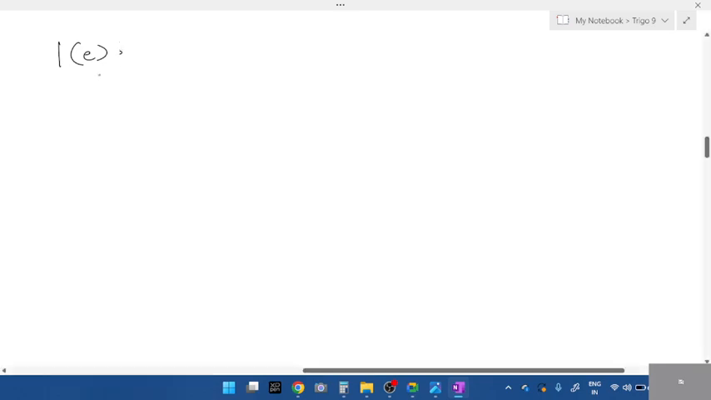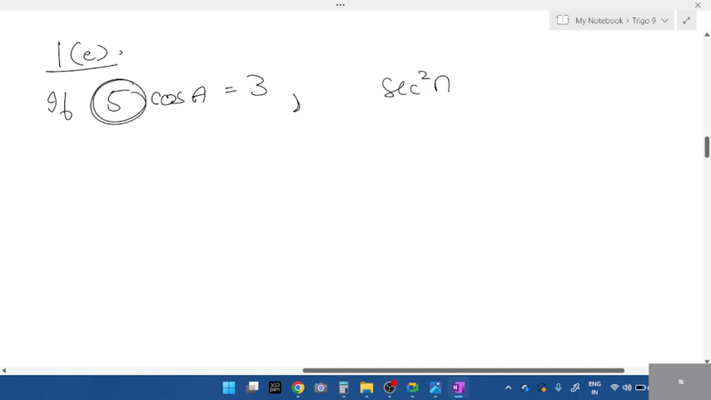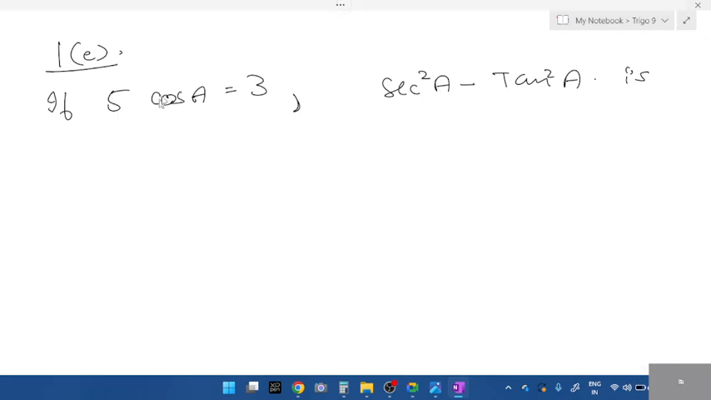Okay, next question is, if 5 cos A is equal to 3. See, this time 5 cos A. They've given the number 5. I'll tell you how to solve. A number 5 before cos. We need to find sec square A minus tan square A. In the textbook, they've given 4 options. We don't need 4 options. Without options, we'll try to solve. Yeah, this is the question, students.